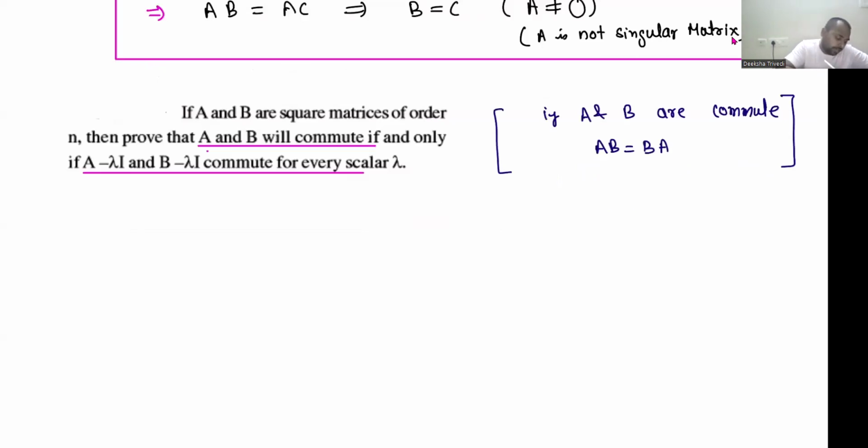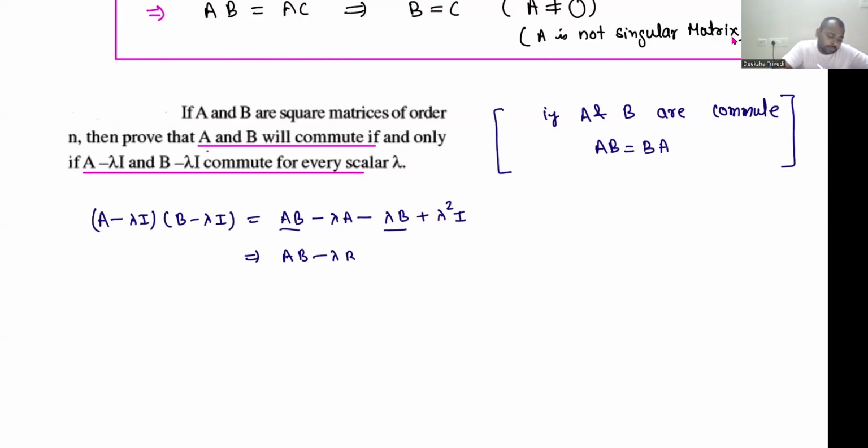Now, we need to check whether (A minus lambda I) and (B minus lambda I) multiplied in either order give the same result, that is, whether (A minus lambda I)(B minus lambda I) equals (B minus lambda I)(A minus lambda I). Multiplying, we get AB minus lambda A minus lambda B plus lambda square into I. Now this we can write as AB minus lambda B minus lambda A plus lambda square into I.